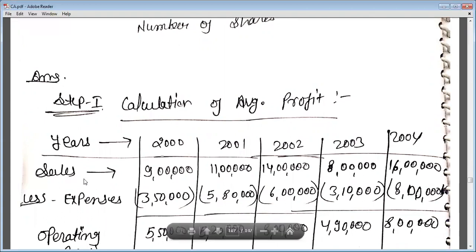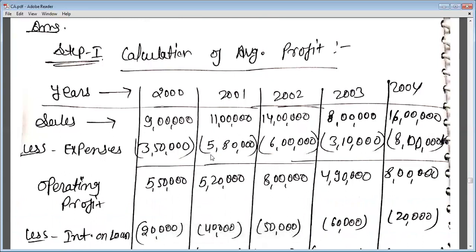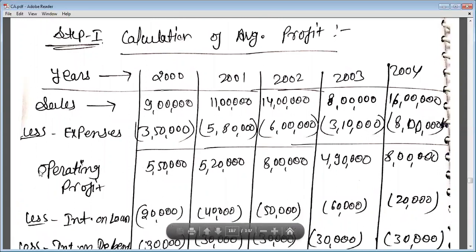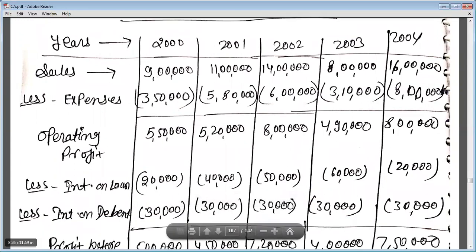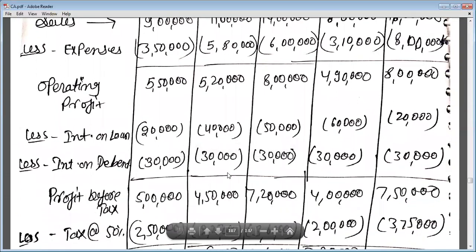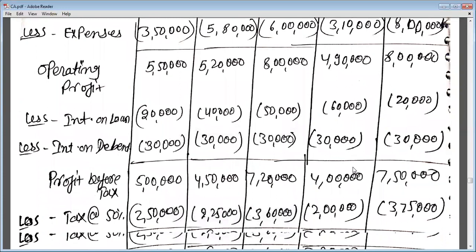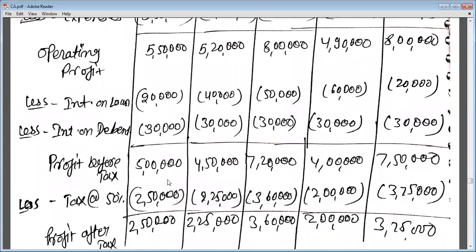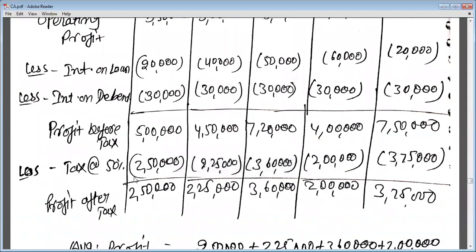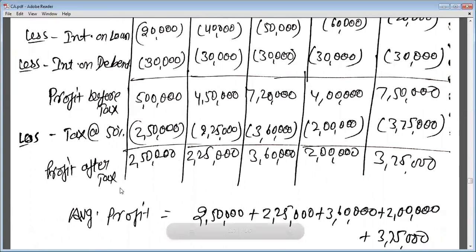So sales is given to us in the question, that is 9 lakh, 11 lakh, 14 lakh, 8 lakh, and 16 lakh. Now we will less all the expenses from this. Expenses are also given in the question. Then the resulting amount will be the operating profit of each year. Then we will less the interest on loan and the interest on debenture for each year. The resultant amount will be profit before tax. Then we will less tax at the rate of 50%. So we will calculate 50% of this amount, 5 lakh, 4 lakh 50,000, 7 lakh 20,000, 4 lakh and 7 lakh 50,000. We will less the tax, so the resultant amount will be profit after tax.